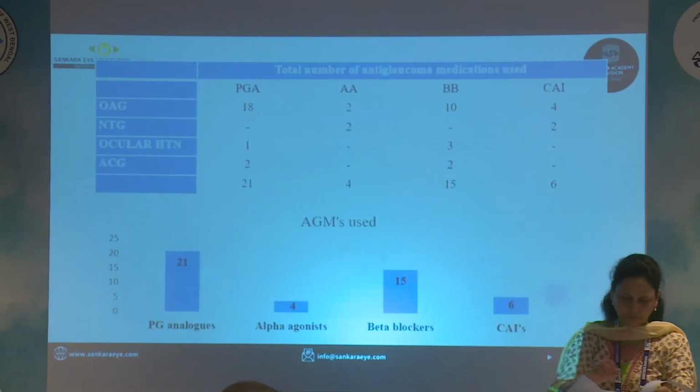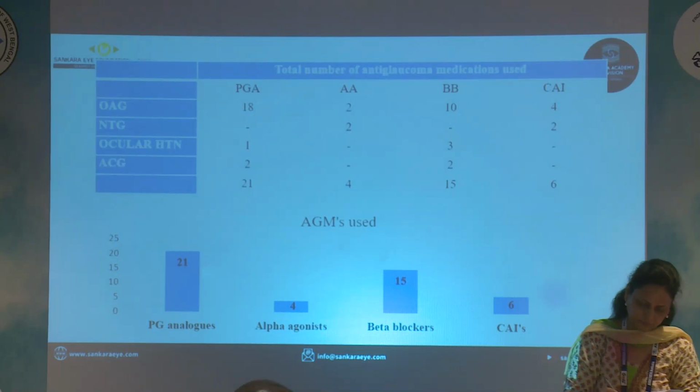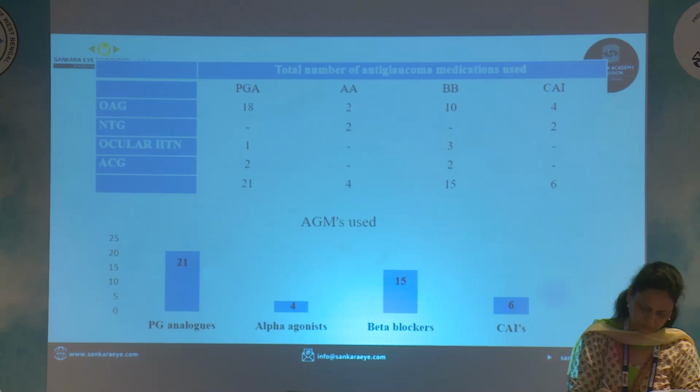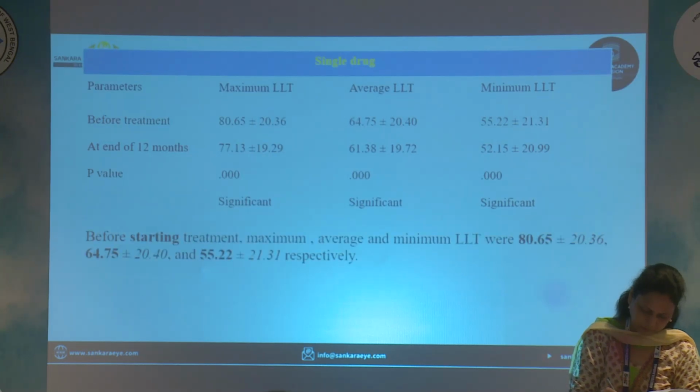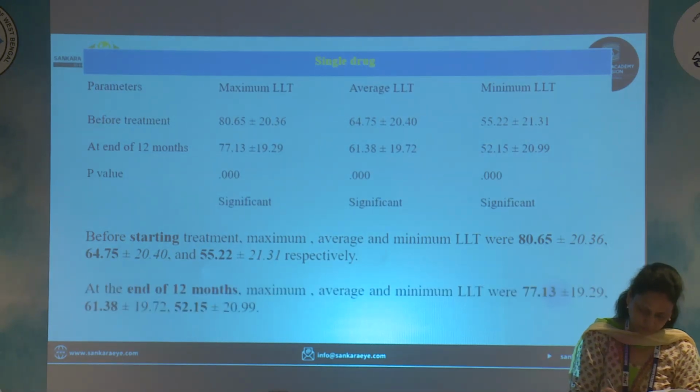So when we charted the anti-glaucoma medications used, the majority of the patients were on prostaglandin analogs, followed by beta blockers, then carbonic anhydrase inhibitors, and then alpha agonists. This is a table showing the lipid layer thickness parameters before treatment and after 12 months in patients on single drug. The maximum, average, and minimum lipid layer thickness before treatment were 80, 64, and 55 respectively. At the end of 12 months, the values had dropped to 77, 61, and 52.